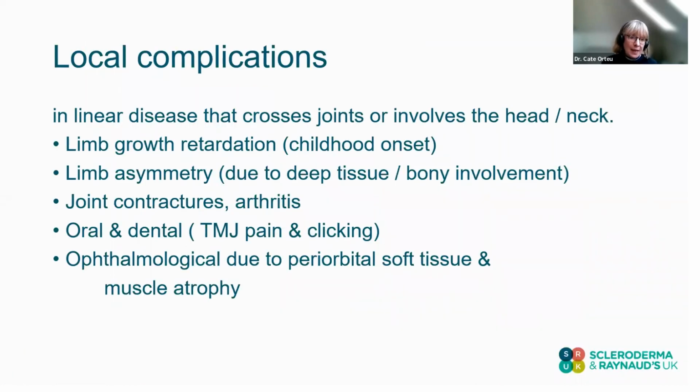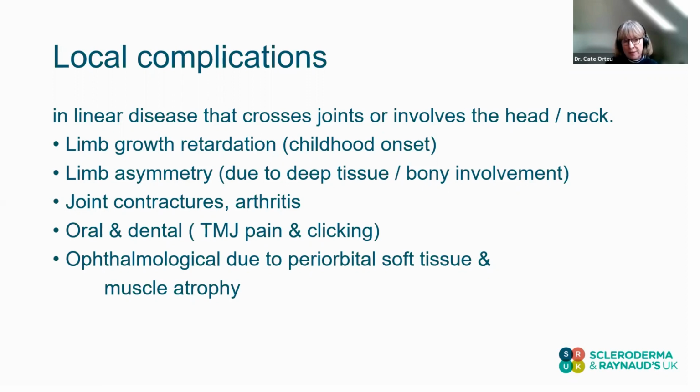So, local complications. In linear disease, it crosses joints or involves the head and neck. As I've shown you in some of those images, you can get limb asymmetry, particularly with adult involvement and onset disease. If you start to get morphoea as a child, it can also alter the growth of a limb if it's on a limb, and if it goes across joints, it can affect the joints.